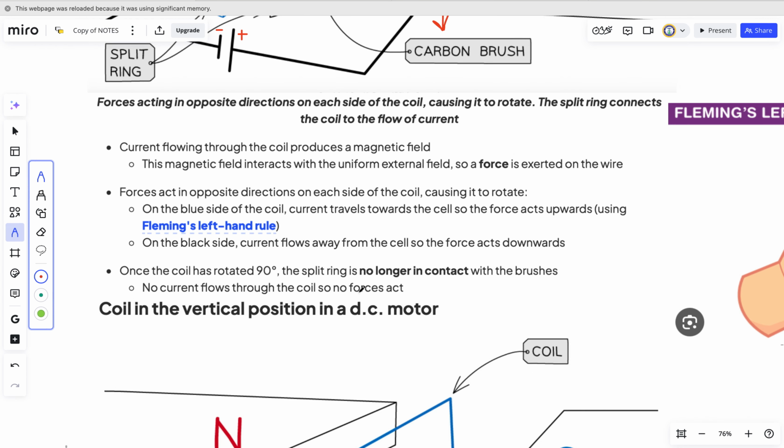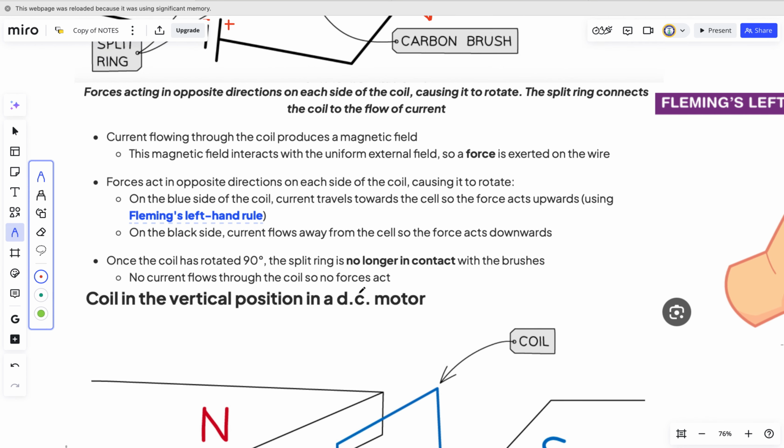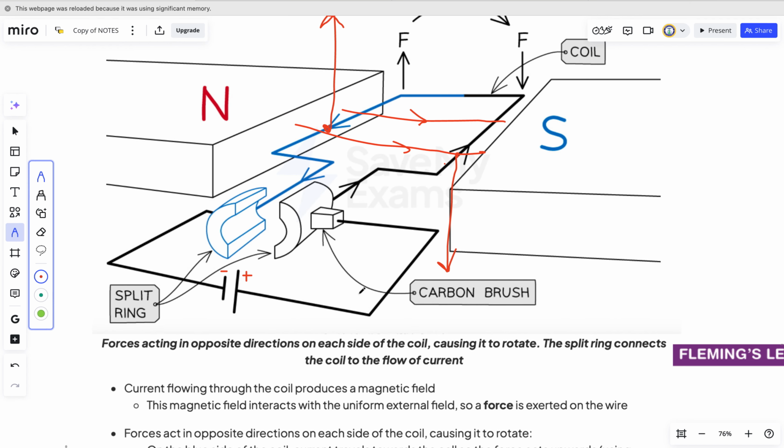Now let's take a look at the theory. The current flowing through the coil produces a magnetic field. We already know that: whenever current flows through a coil, it will produce a magnetic field. The magnet also produces a magnetic field. There will be interaction between these two magnetic fields, the circular magnetic field on the current and the left to right magnetic field by the magnet. So that interaction creates the force.